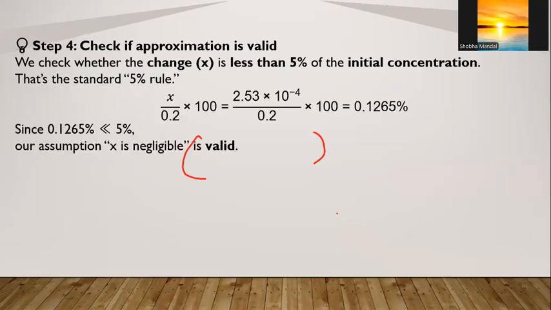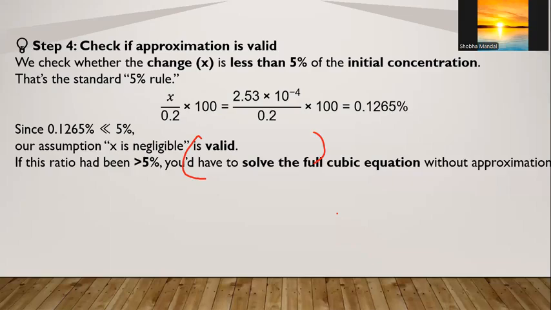Here in this question, we can see that the initial concentration for the reactant is 0.2. We calculate the percentage of change with respect to the initial concentration, and it comes out to be 0.1265%, which is less than 5%. Hence our assumption that x is negligible is valid here.